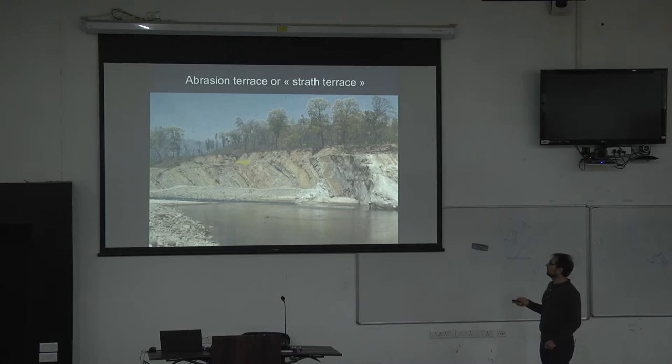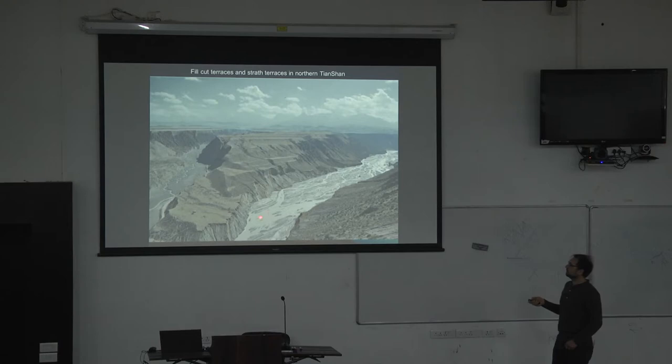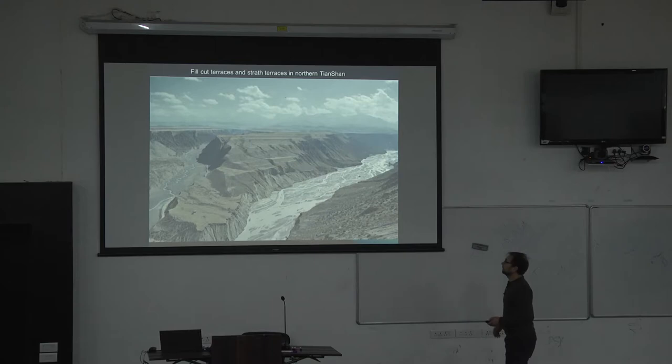And in some places, we can have, as I have shown on the small graph previously, a different generation. So here we have in Tian Shan a massive fill terrace with, you see, small steps that correspond to fill-cut terrace during the degradation. And here you can see the bedrock, the siltstone. So at the base, you have a strath terrace. So you have a mix here in between fill terrace, fill-cut, and strath terrace. So sometimes it's a slightly complex generation of terraces.